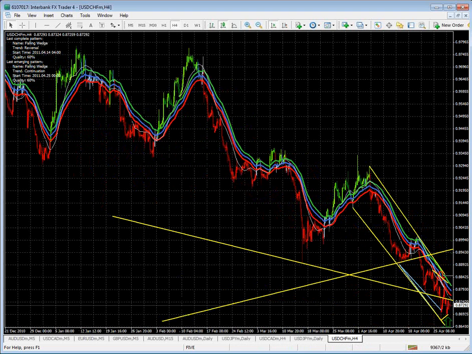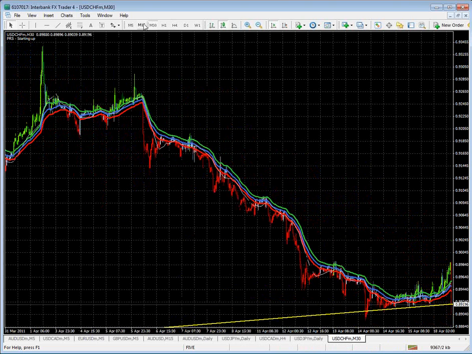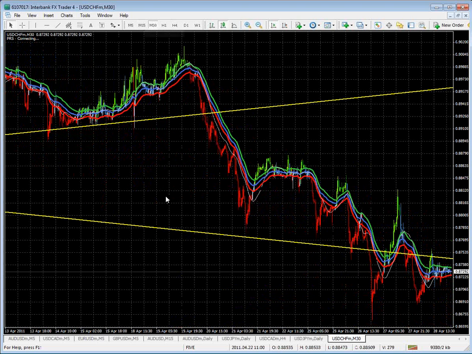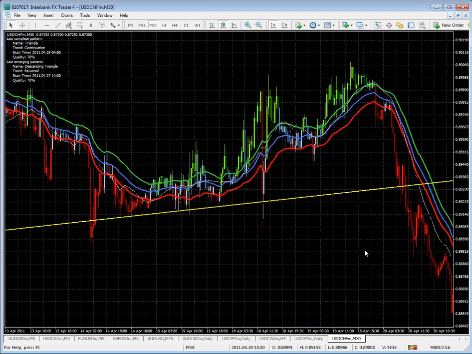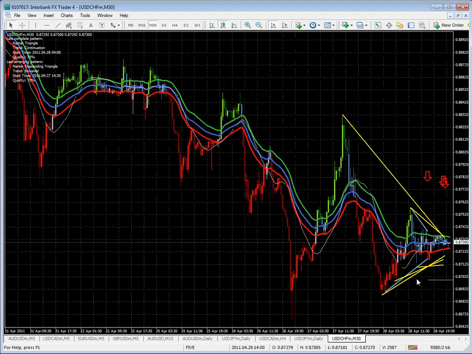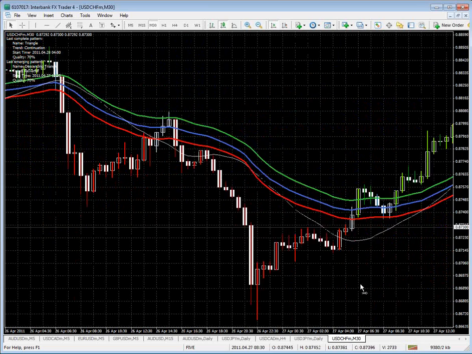Gosh, I would really like to find a triangle, though. I don't know if we have one or not. Actually, you know what? We might be able to... Okay, here we go. Fantastic. Here's a triangle. Not great triangles, but this is a good example of when a triangle would be valid.